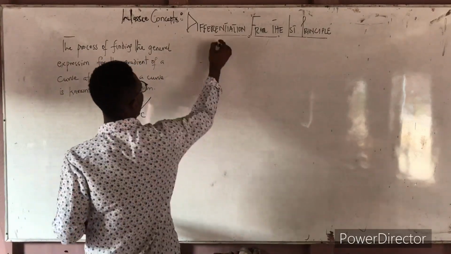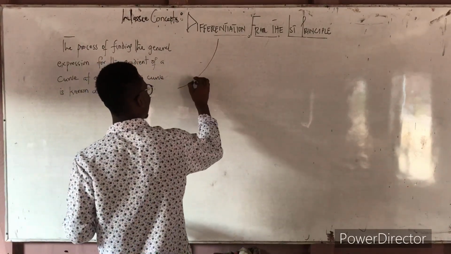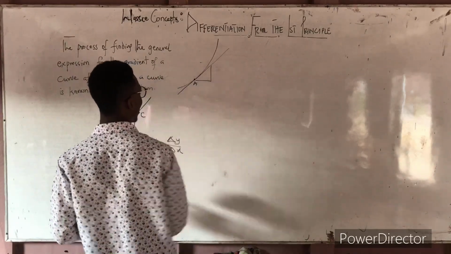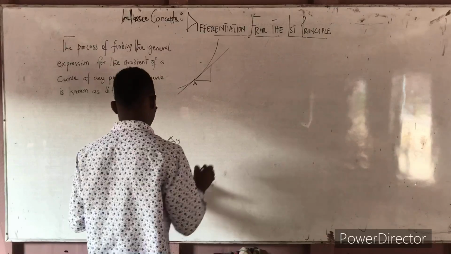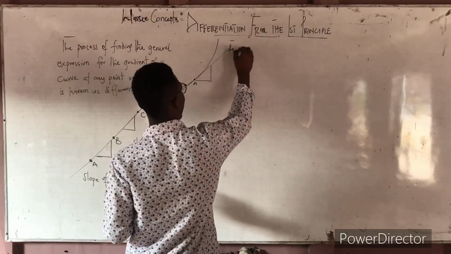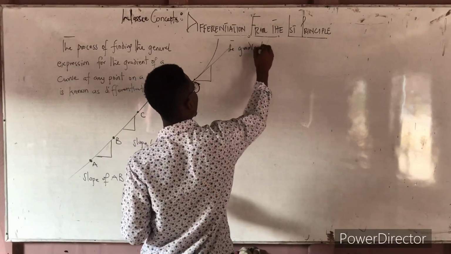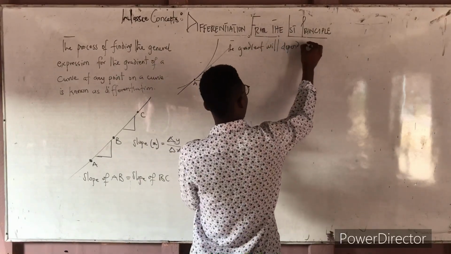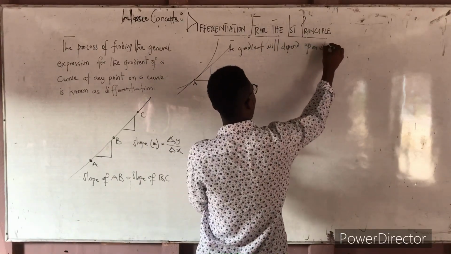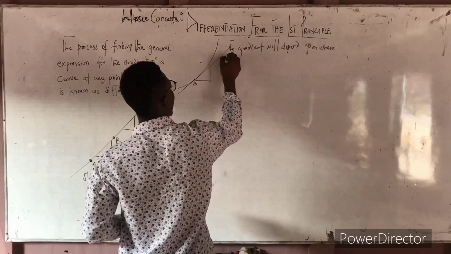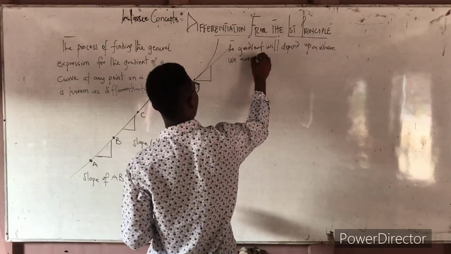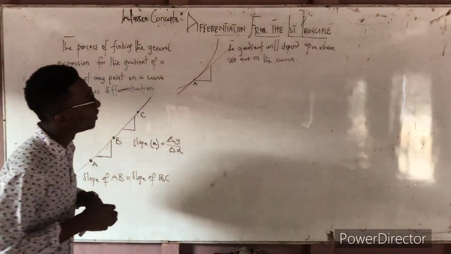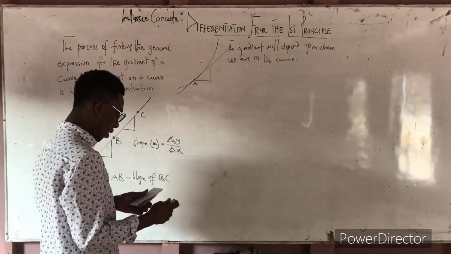So now, if you have a curve of this nature, let's say A, and find the gradient here, the gradient will obviously depend upon where we are on the curve. So the gradient of the curve always depends on where we are on the curve.